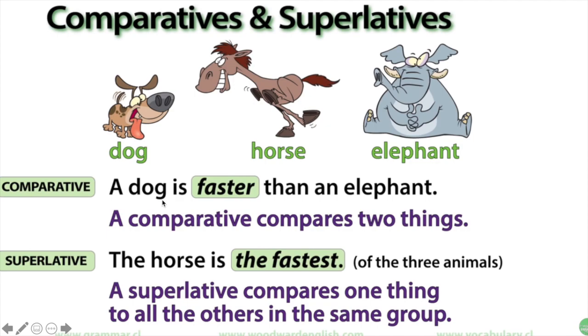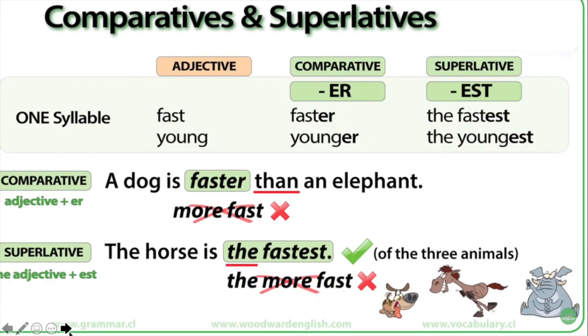A dog, I'm comparing the dog and the elephant. A dog is faster than an elephant. So a comparative usually compares two things. A superlative is only one thing in a group. All right, these are the rules. If we have one syllable, like fast or young, for the comparative we add ER: faster, younger. And for the superlative, we add EST: the fastest, the youngest. Remember, for the comparative, we use than.